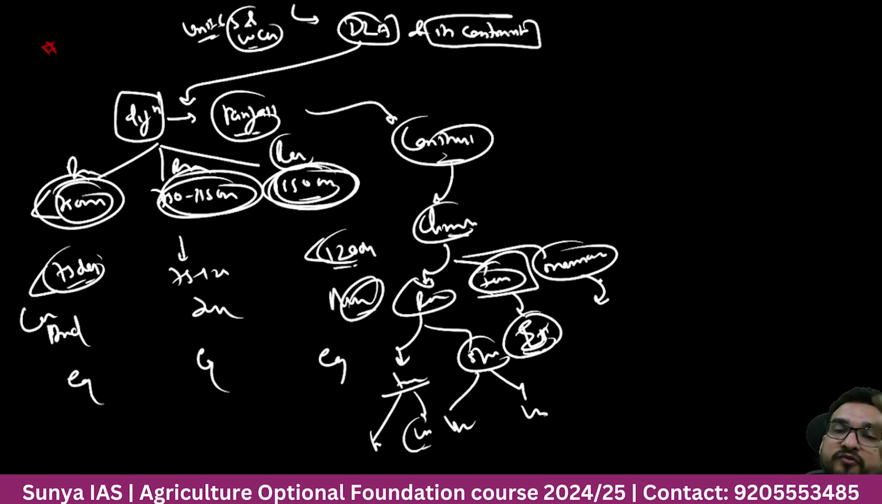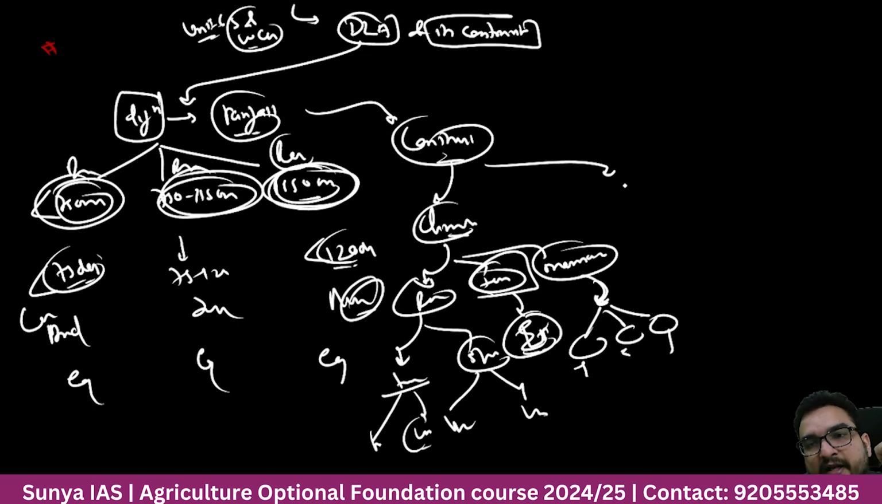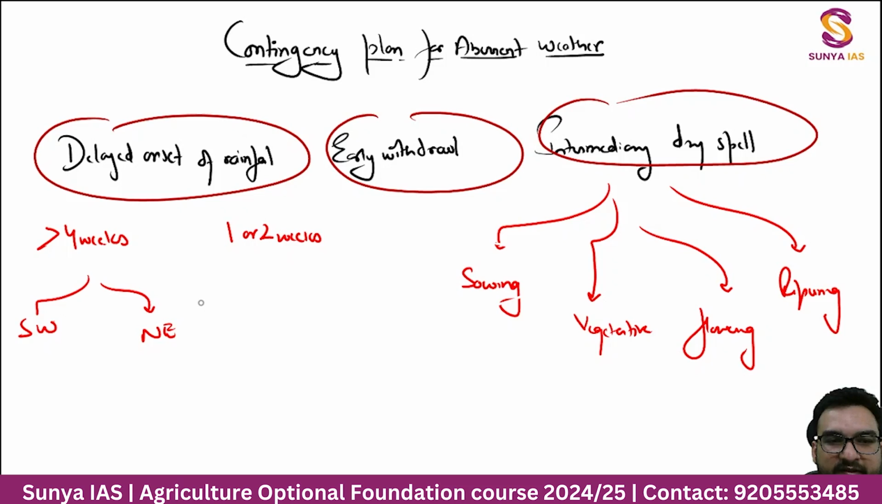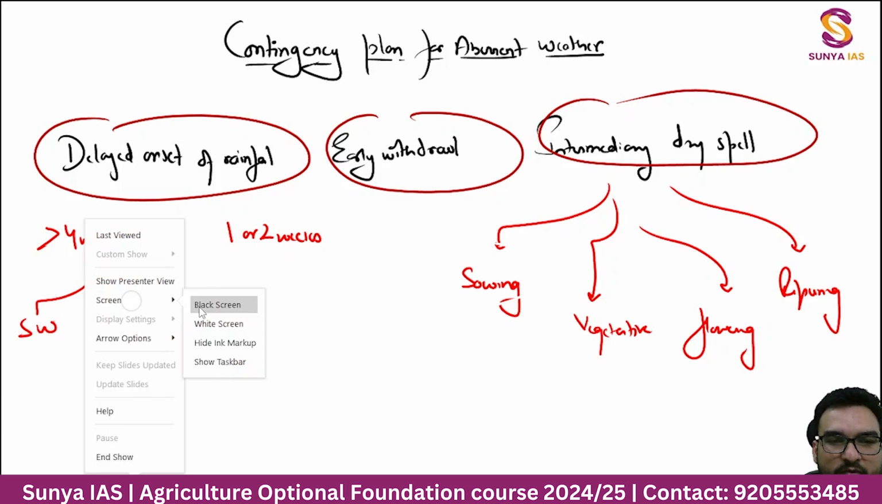If we are facing an erratic monsoon, then we have three phases, which we have also seen in the contingency plan: late arrival, early withdrawal, and intermediary dry spell. After climate, the second point was soil. Under soil constraints, what you have seen was basically soil fertility, vertisols, alfisols, crusting problems, right? Organic matter problem.